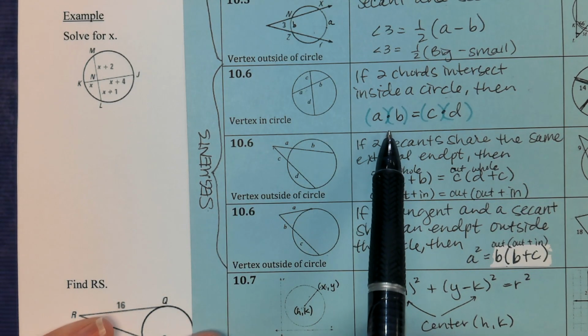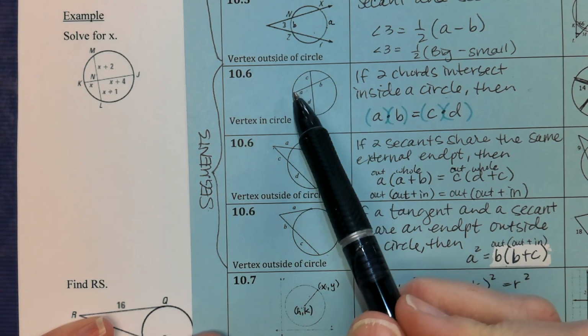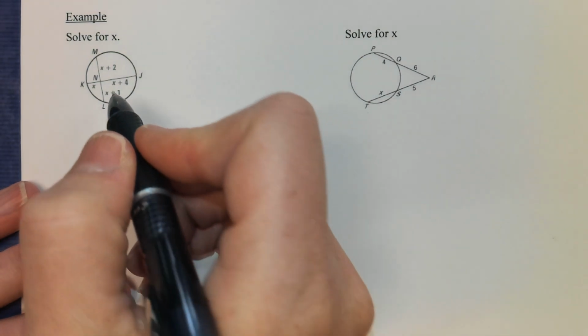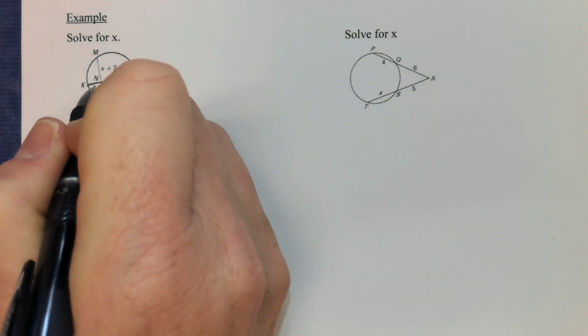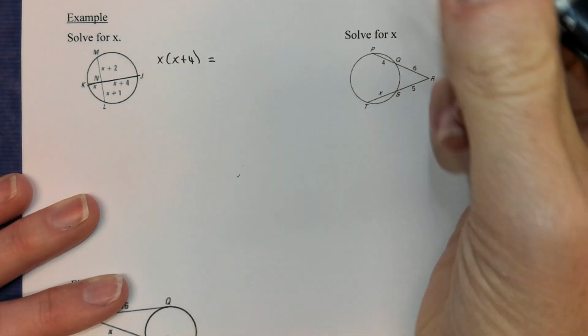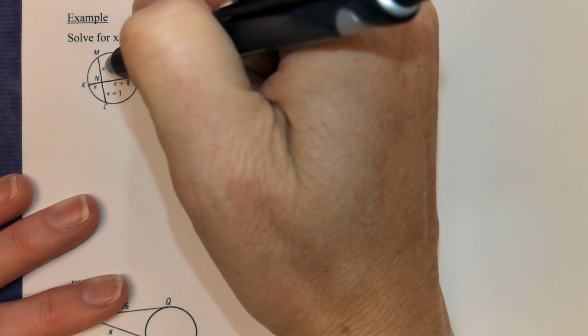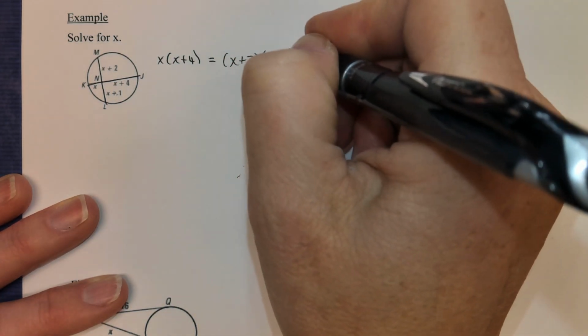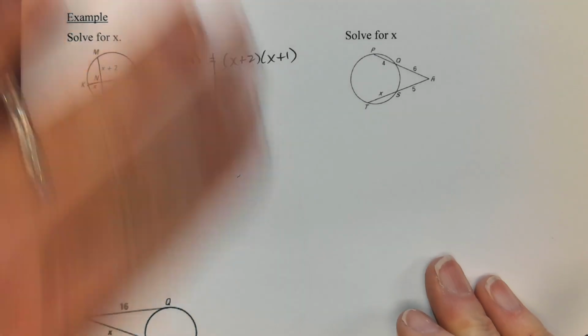And so this is the formula I'm going to use, which just says each chord that gets cut up, you just take those two pieces and multiply. So this chord, when I trace it, is the x and the x plus 4. This chord, when I trace it, is the x plus 2 and the x plus 1. And now my job is to just solve that.